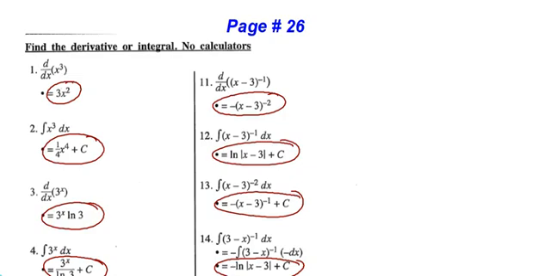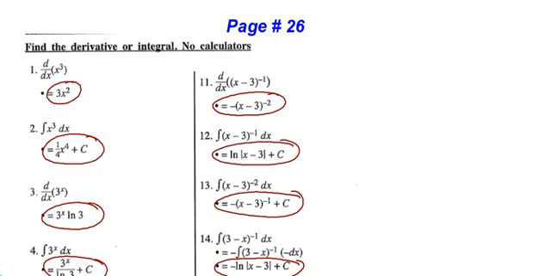AP/BC Calculus students, this video describes integration by parts. Integration by parts involves the derivative and integration of a function in the same step. Pages 26 and 27 are a quick review of derivatives and antiderivatives together. I would like you to pause the video and complete pages 26 and 27. Try as many as you can, and do them as fast as you can.